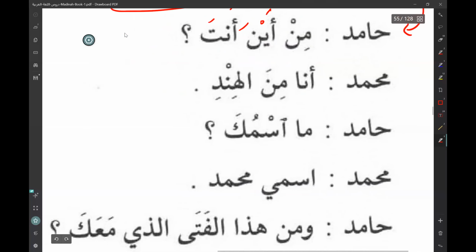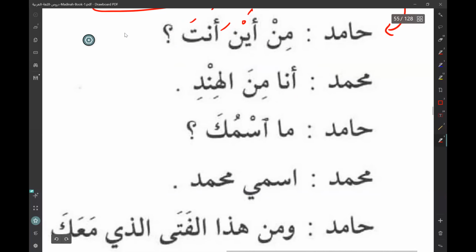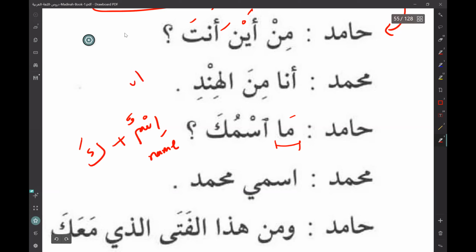Now, here we have some idafa construction. Masmuka. Ma is what? And ism, remember, ismun is name. So how do you say your name? You have to add ka, and what happens? Ismuka. We have to lose the tanween. Ismuka means your name. So he's saying masmuka, what is your name?